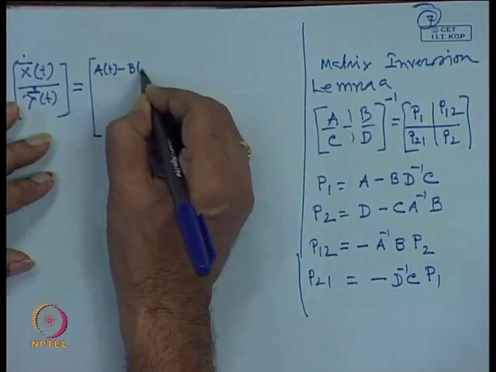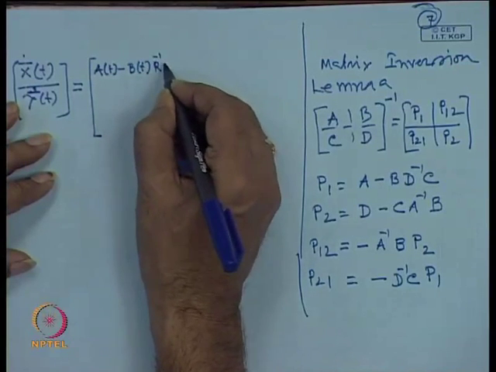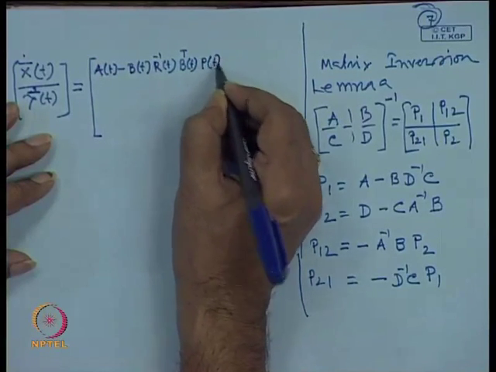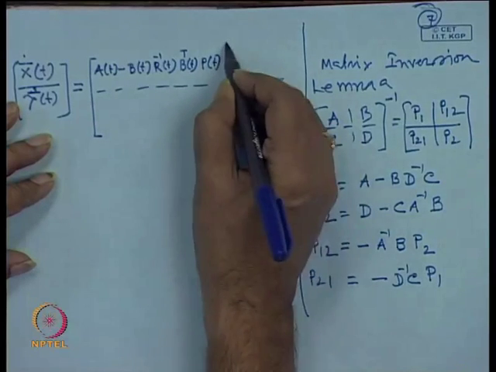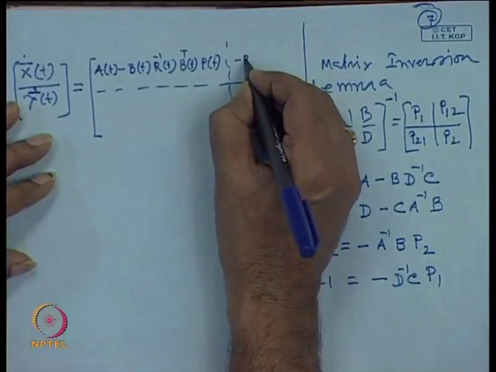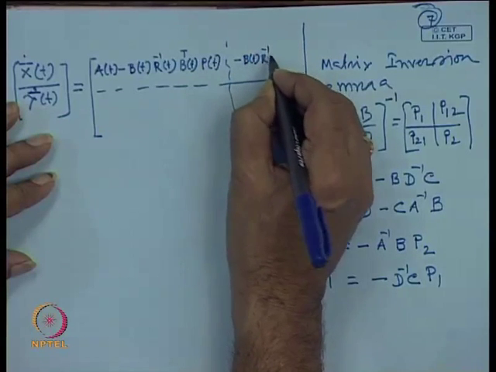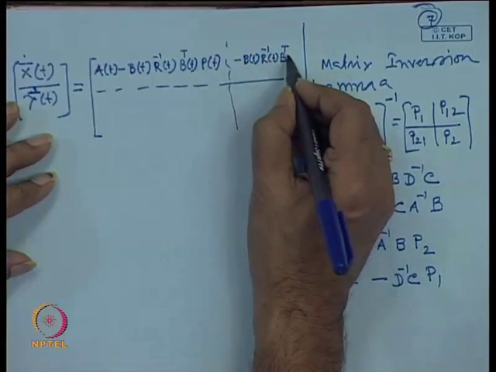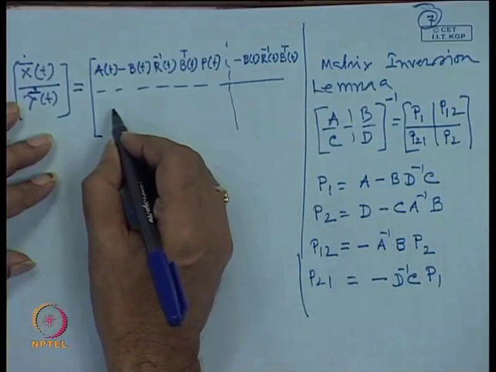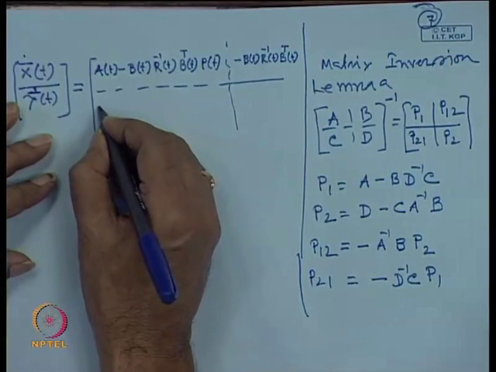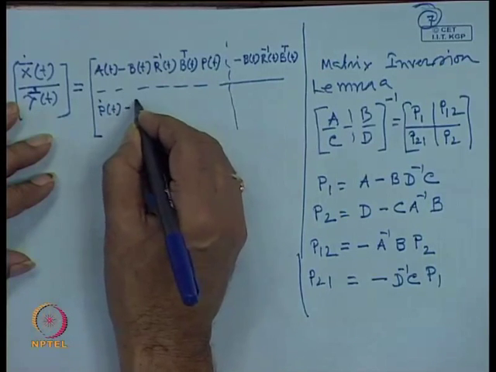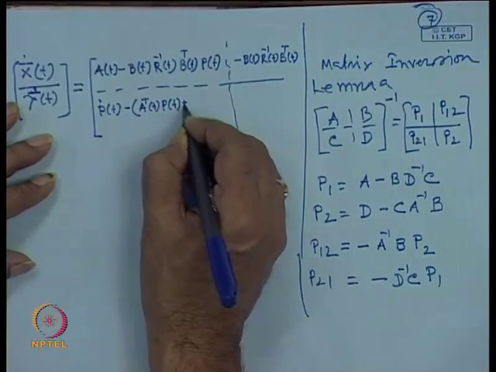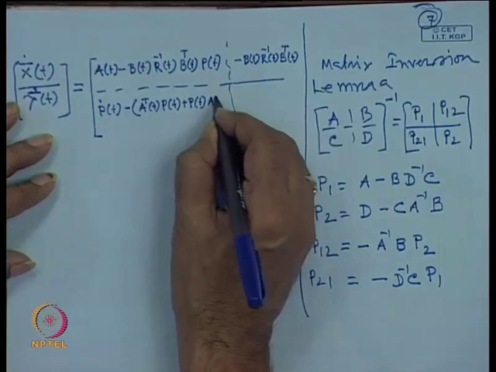A of t minus B R inverse B transpose of t P of t. This is the first block you will get. And the second block you will get is minus B transpose R inverse B of t, B R inverse B transpose of t. Then you will get P dot of t minus A transpose of t P of t plus P of t A of t.